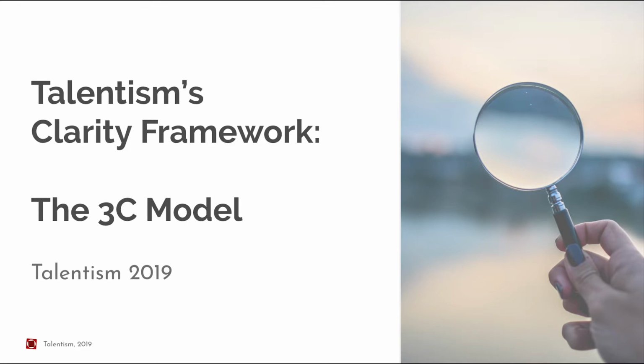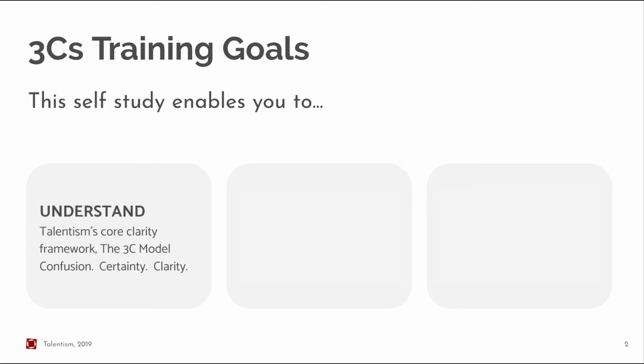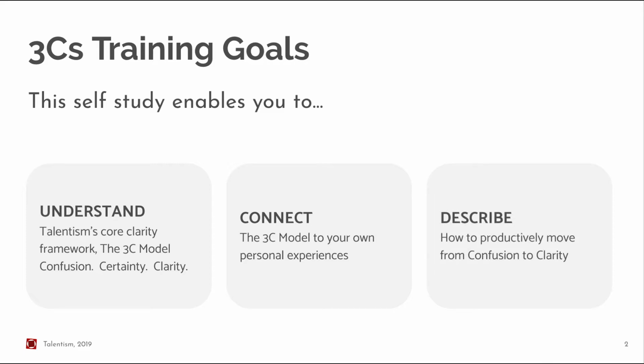One of Talentism's core clarity frameworks is the 3C model. The goals for this self-study module are to enable you to understand each part of the 3C model, confusion, certainty, and clarity, and their relationship to each other. To connect the 3C model to your own personal experiences so that your learning is grounded in reality, and to describe how to productively move from confusion to clarity. It can be helpful to think about being able to do that as you move through the module.